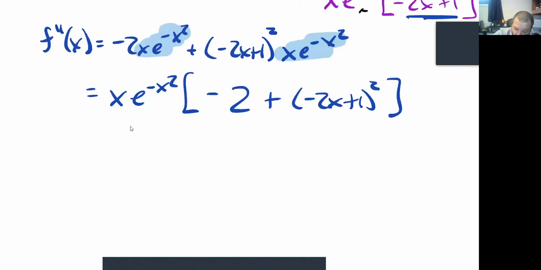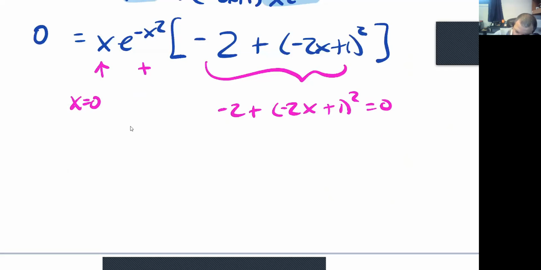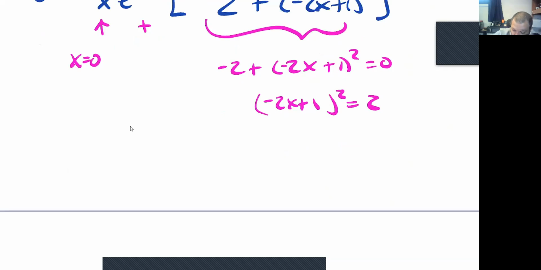All right, so then where does this thing equal 0? By the same logic, when x is equal to 0, e to the negative x squared is always positive. If I solve this for 0, I would get negative 2 plus negative 2x plus 1 squared is 0. I can bring the 2 over to the other side. So negative 2x plus 1 squared is equal to 2. I can root both sides. And because this is not my first time taking a square root, I'm going to obviously remember that we get a plus or minus. Negative 2x plus 1 equals that.